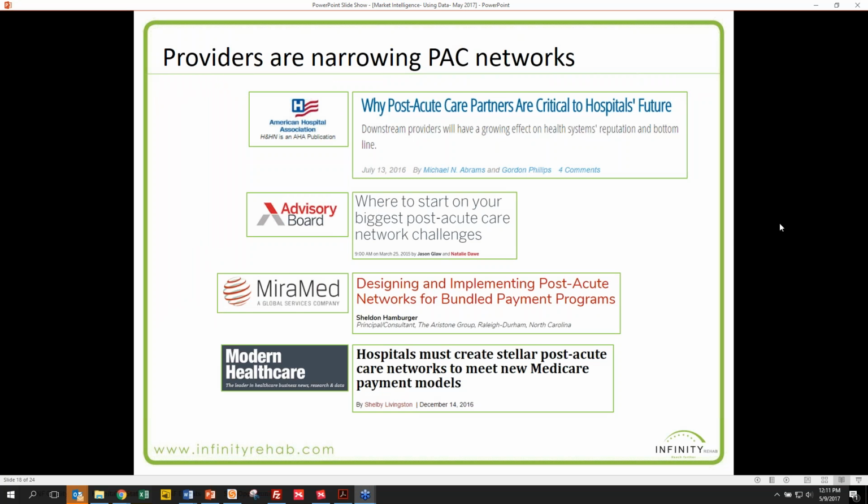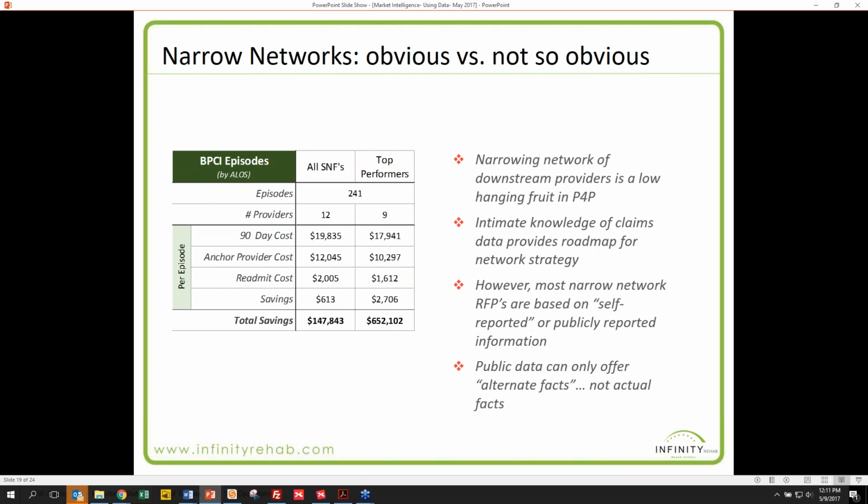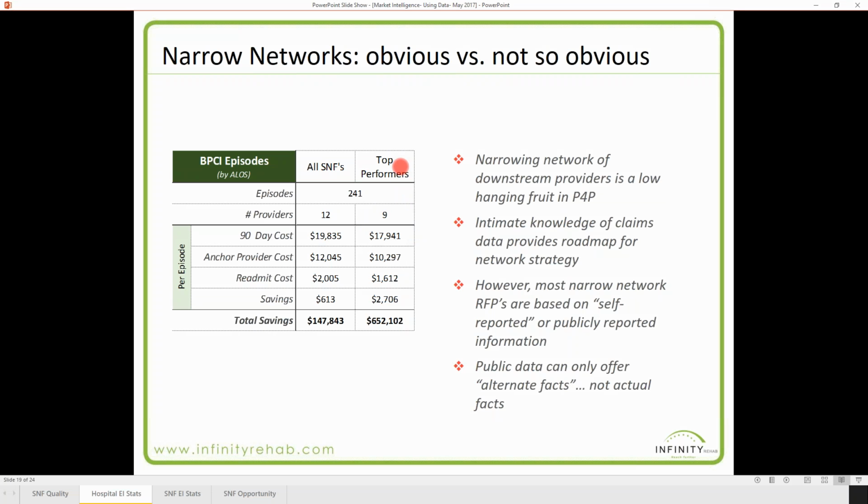In a nutshell, people narrow networks because of this. On a sample market for which we gathered claims data, here's an example where there are 241 patients in a bundle. If these patients went through 12 SNFs that are currently being used, the risk owner would save this much. But if they narrow the network to 9, meaning they just got rid of 3, their savings more than multiplies by 4-fold. And this is the main driver for why people are aggressively narrowing networks if they are involved in some kind of payment reform initiative.